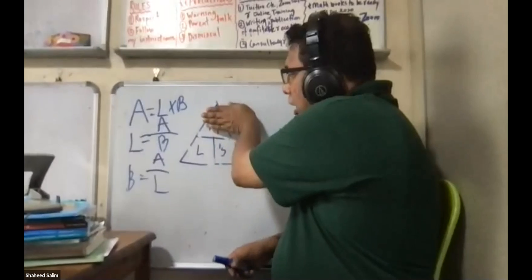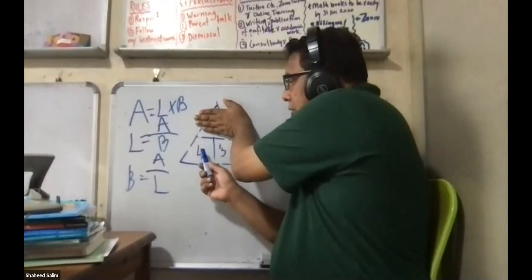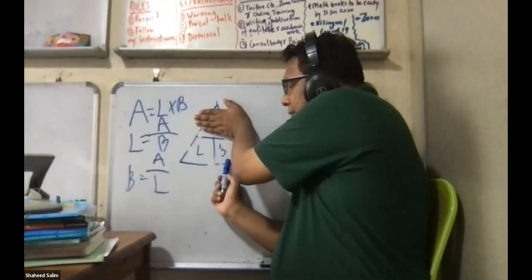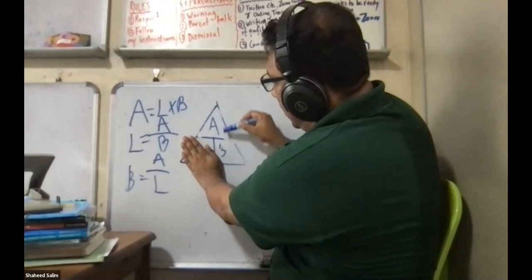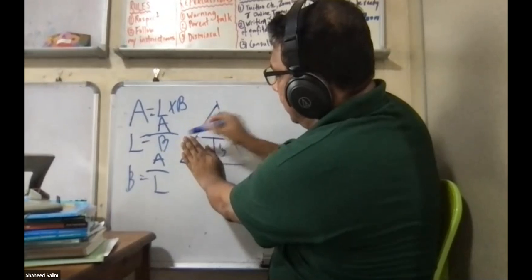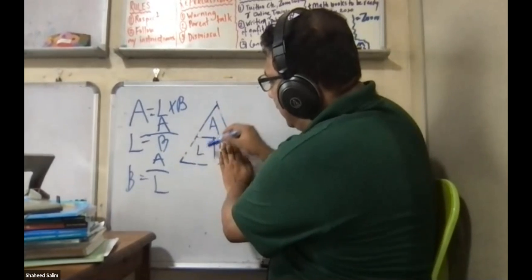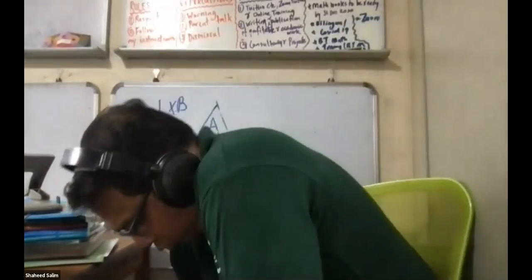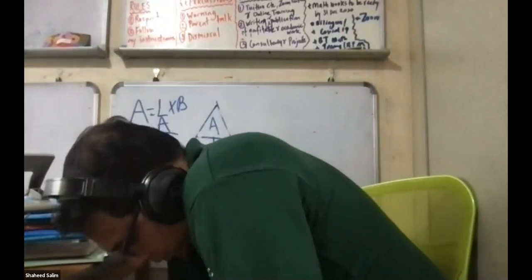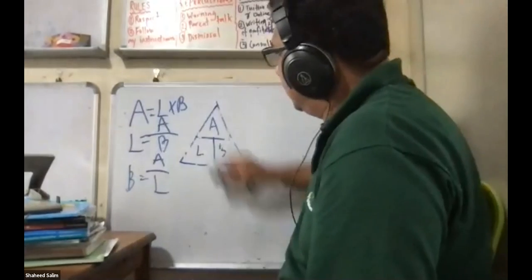If you want to find the top, cover the top A. If they are together, it's length times breadth. If you want to find the bottom, can you see this is on top, this is below. Area divided by breadth. If you want to find breadth, area divided by length. Can you see A on top here? Okay, if you cannot see, I will show you one last time, but I'm going to change this.